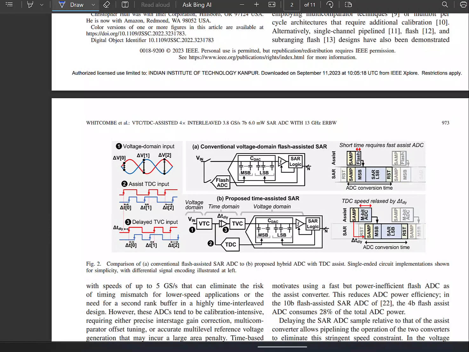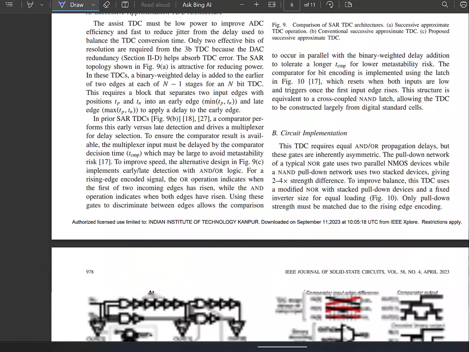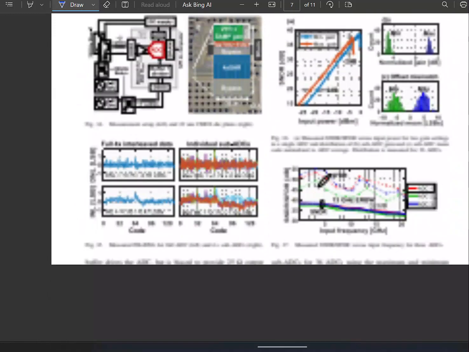If you recollect, in the last class I mentioned that the current trend is to try to push more and more processing in the time domain. So what they do is convert the voltage to time and then do digitization in time, and then they have interleaved four such structures to get this. So let's actually look at the final output spectrum and do some calculations.